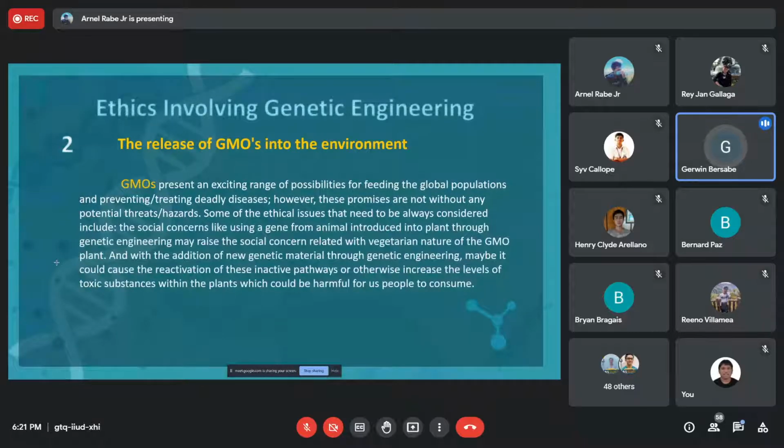Next is the release of GMOs into the environment. GMOs, or what we call genetically modified organisms, present an exciting range of possibilities for feeding the global population and preventing deadly diseases. However, these promises are not without potential threats. Some of the ethical issues that always need to be considered include social concerns, like using a gene from an animal introduced into a plant through genetic engineering, which may raise social concerns related to the vegetarian nature of the GMO plant. And also, with the addition of new genetic material through genetic engineering, it could cause the reactivation of inactive pathways or otherwise increase the levels of toxic substances within the plants, which could be harmful for people to consume.